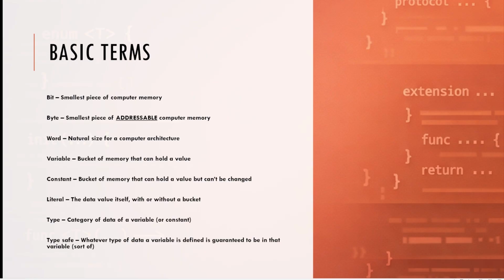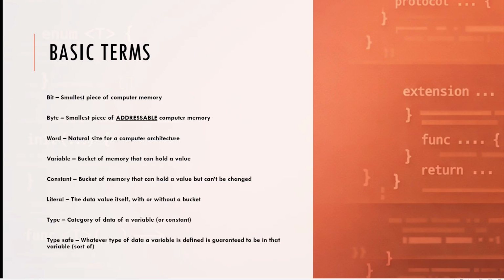Now the bit is the smallest piece of computer memory. There is no way to directly access a bit. There are ways to get to the information, but it is very, very small. It basically holds one value, either a 0 or 1. Bits actually make up what's known as bytes. Now bytes are your smallest addressable piece of memory.